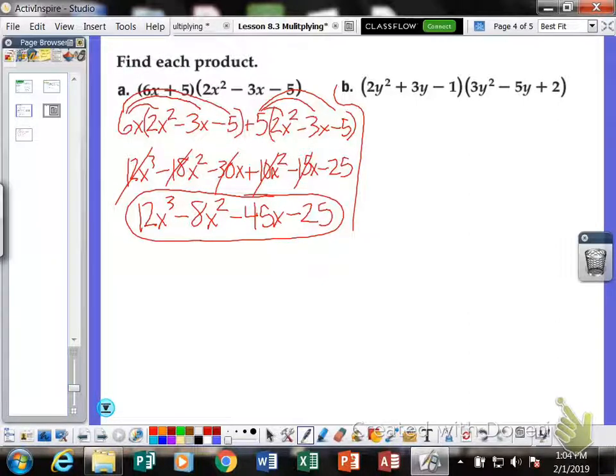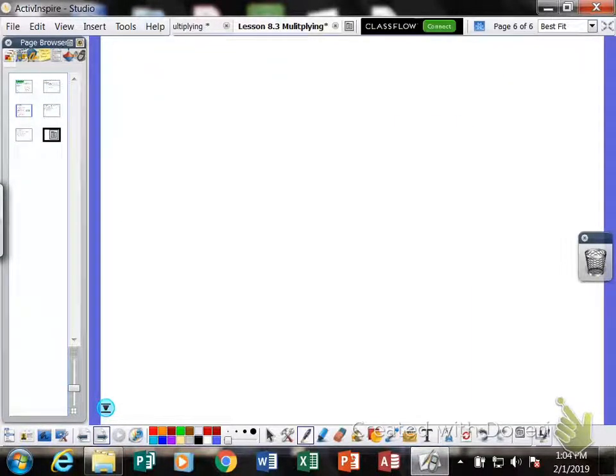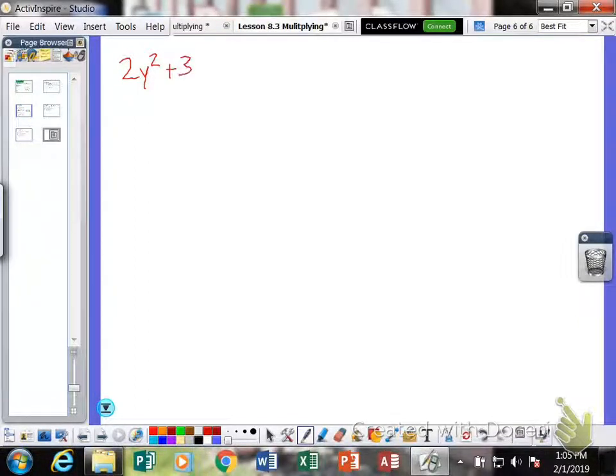Alright, for my last one here, I'm going to go on a different slide, just because this one's a little long. So we have 2y squared plus 3y minus 1 times the quantity of 3y squared minus 5y plus 2.